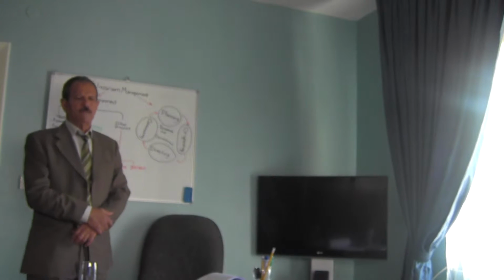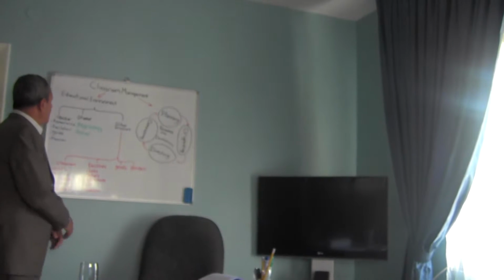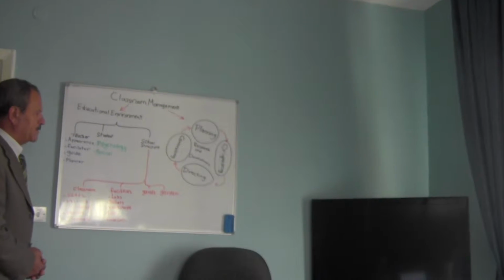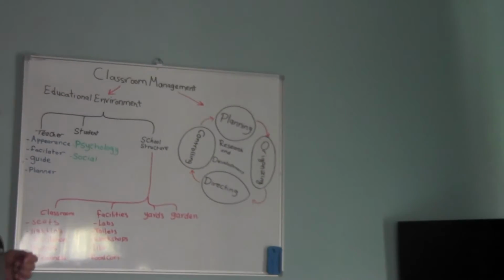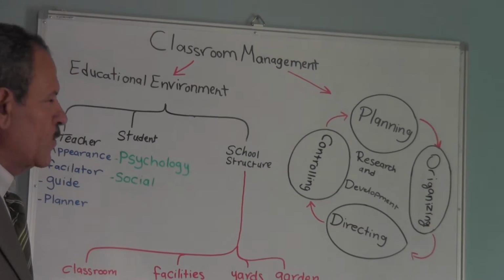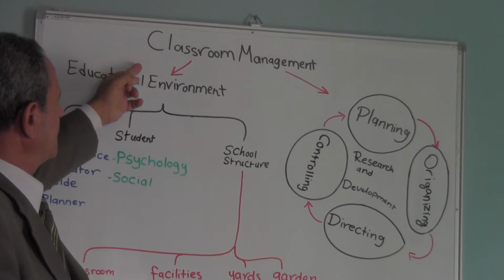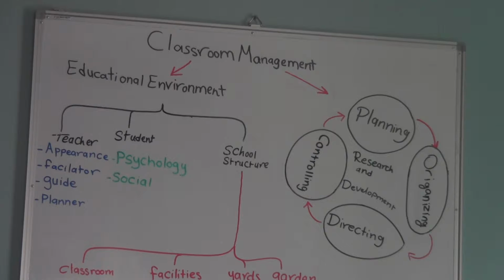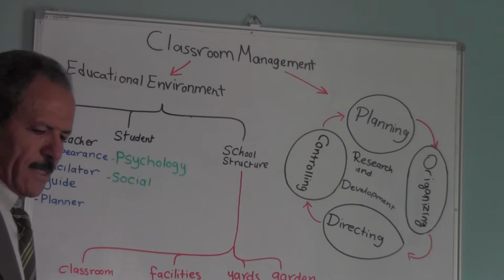To understand what we are going to learn, look at the whiteboard. This is a plan for the title of our course. Classroom management. Let us divide the title into two concepts: classroom and management. The first concept, classroom. The classroom means the educational environment, which contains teacher, student, and school structure.